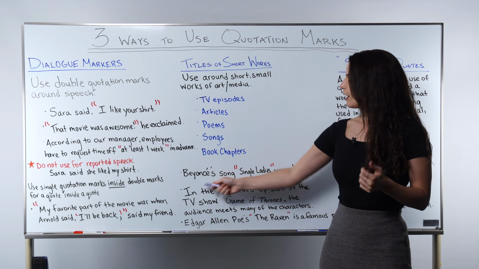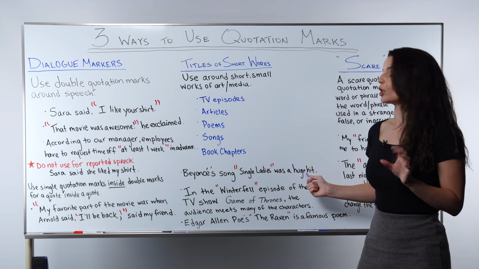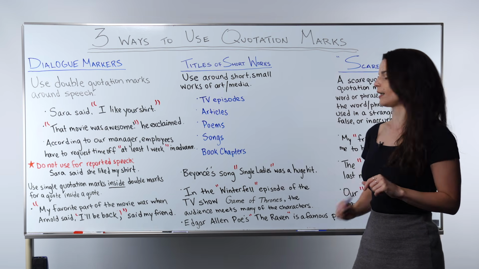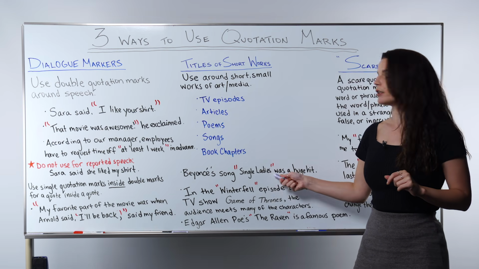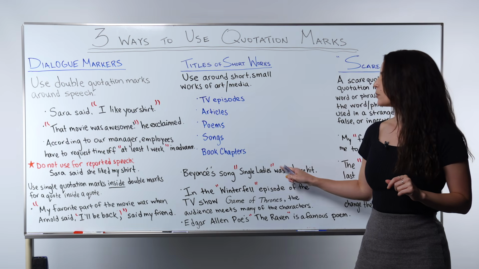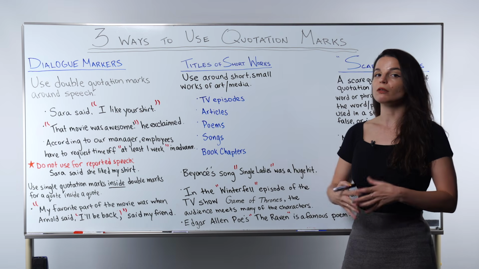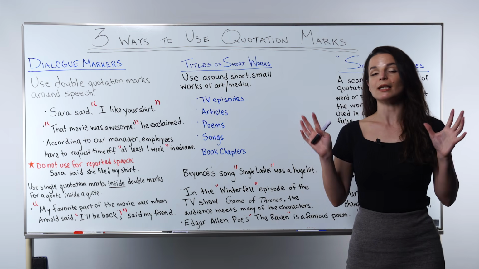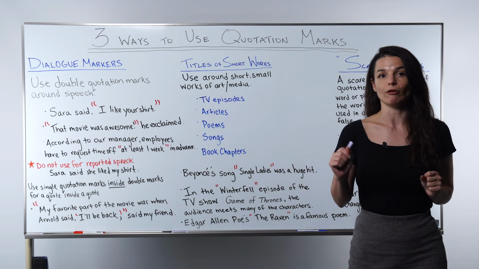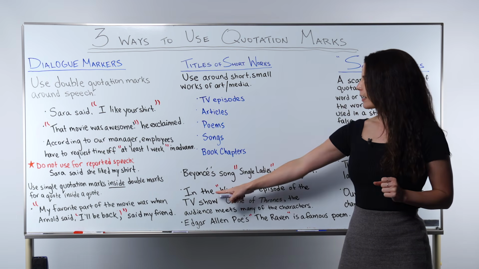First one: Beyoncé's song "Single Ladies" was a huge hit. In this case, the song is "Single Ladies," and we put this in double quotation marks. So this is a song title. If we wanted to include the album, we could include the album in italics, which is a different font. Okay, let's look at the second example here.